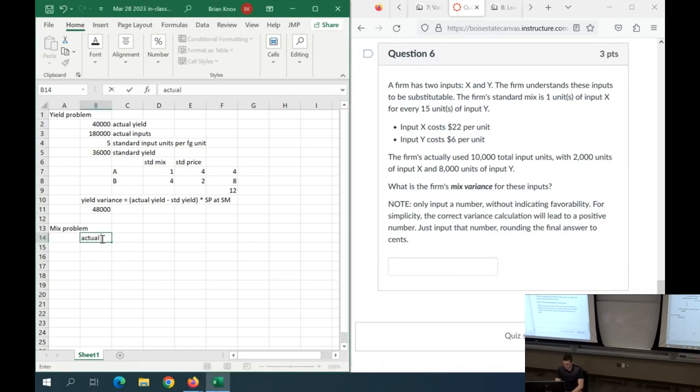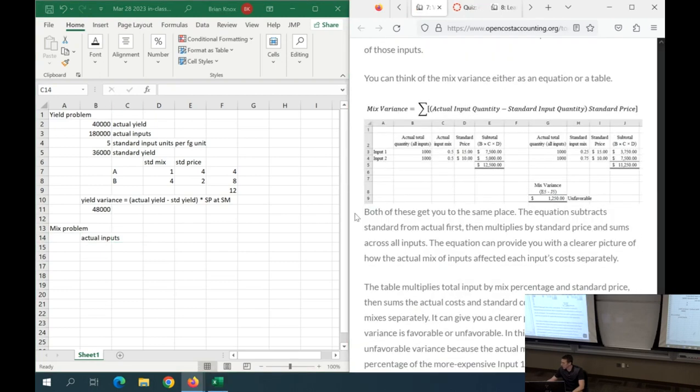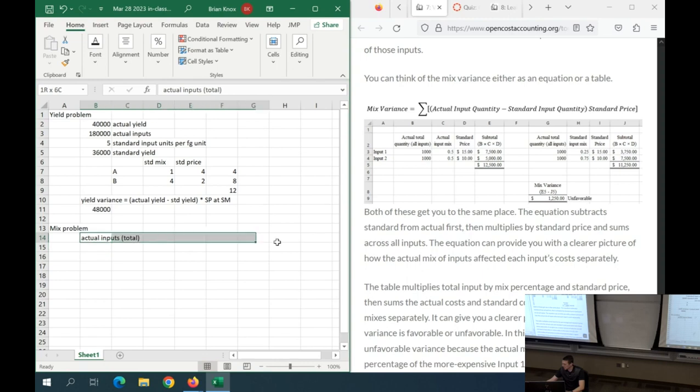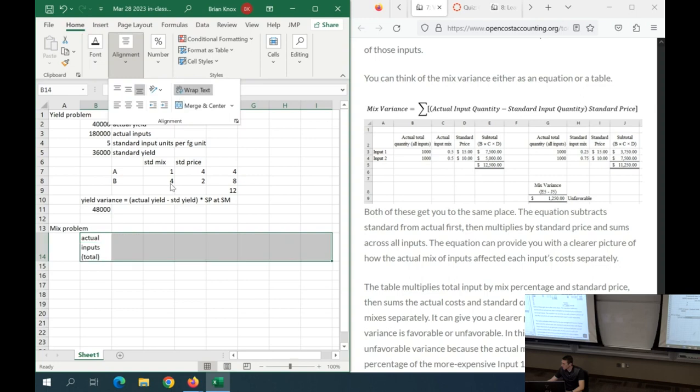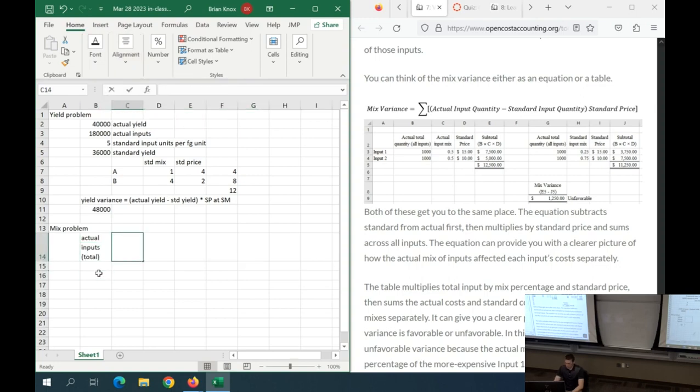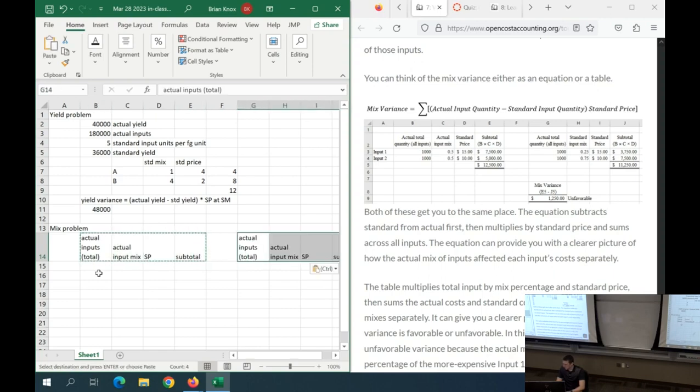So we're going to build our table here for mix. We have actual input mix, we have standard price, and then we have a subtotal here. And then we contrast that to all the same fields except now standard mix. It's mix variance because the only lever we're pulling is the mix.